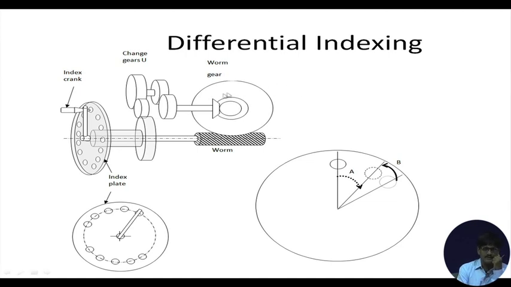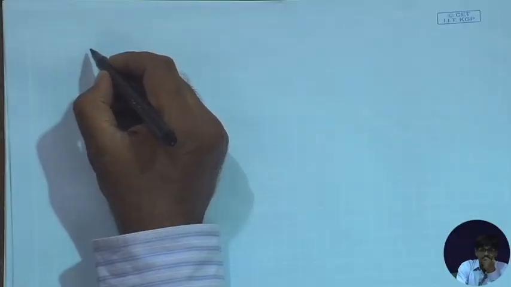That is, if this change gear ratio is set to 40 into NR minus NA divided by NA, it will result in rotation of the index plate, so that a rotation of 1 by NA on the index crank will result in 1 by NR rotation of the gear blank, and that is exactly what we want. Now, for the specific calculation, let us apply this.